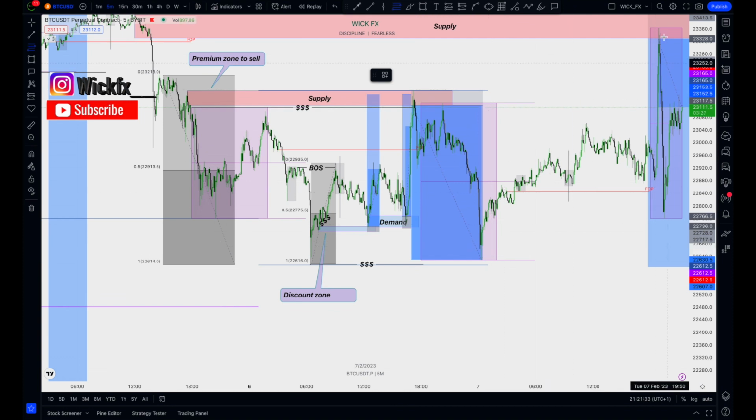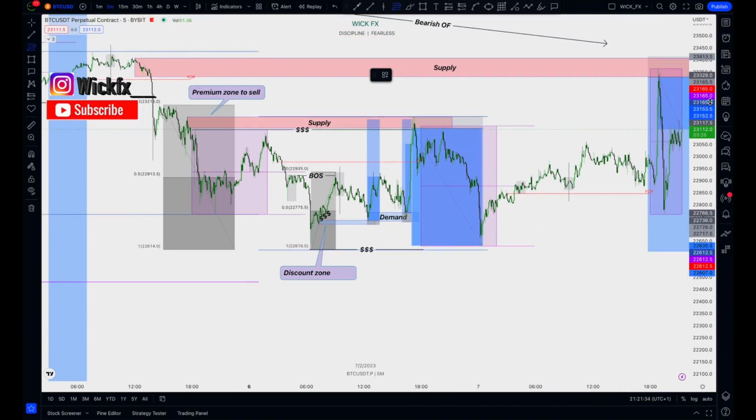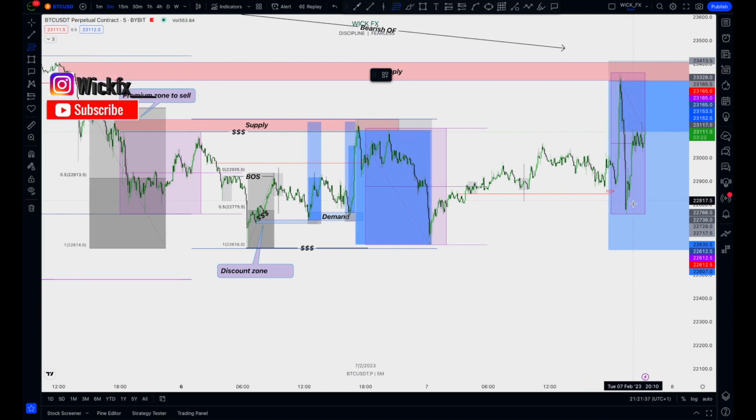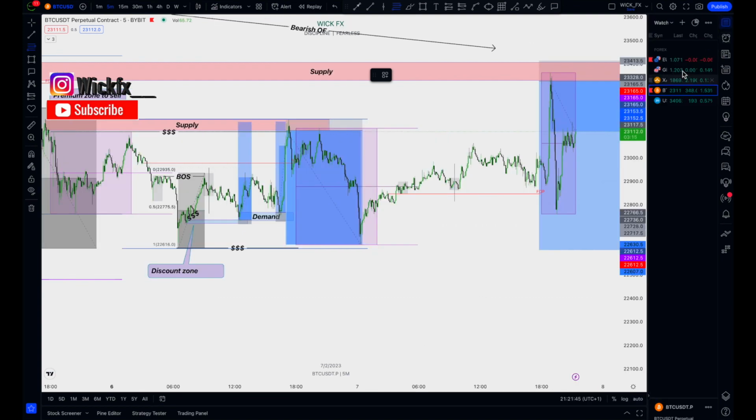Then at this supply, I just look for a sell position. I took the sell, and then the market fell off to the downside at the bottom and made me enough money, something like 50,000 I made, and that's enough for me. Then we have EUR/USD.